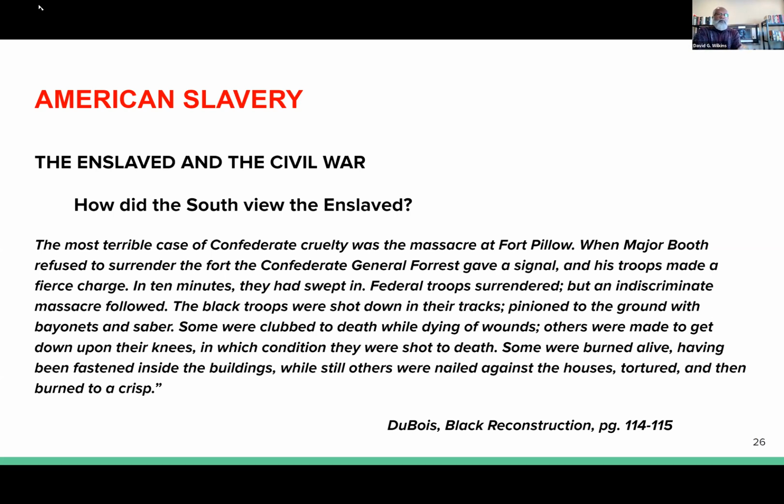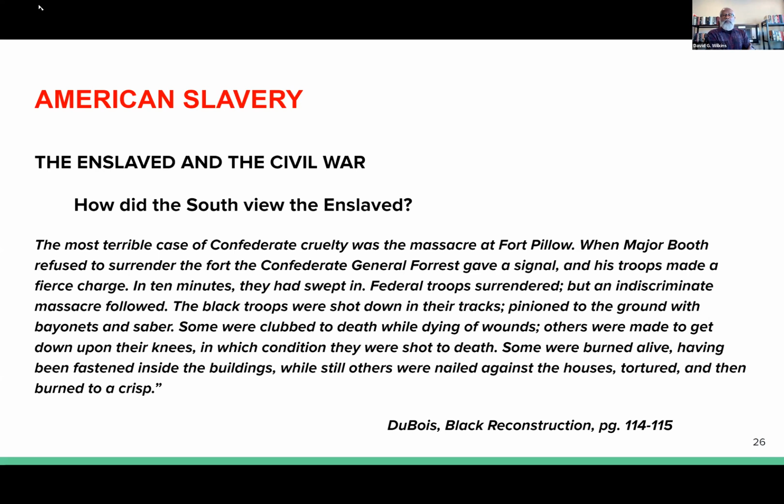Others were made to get down upon their knees, in which condition they were shot to death. Some were burned alive, having been fastened inside the buildings, while still others were nailed against the houses, tortured, and then burned to a crisp. This is Du Bois's report of Fort Pillow. A horrendous massacre, anti-Black terrorism by Nathan Bedford Forrest, who would go on after the war to become the first Grand Dragon of the Ku Klux Klan.